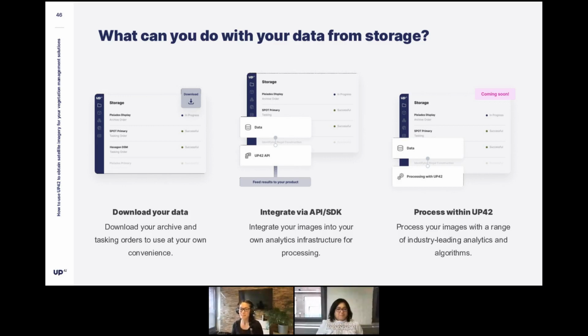And lastly, we soon expect to have the feature where processing from storage can be possible. This means integrating tasking imagery as well as cold archive imagery into processing algorithms, such as the algorithms from Spacept that were mentioned today. So I hope I piqued your interest on data search through UP42. And of course, if you have any questions, please ask away.